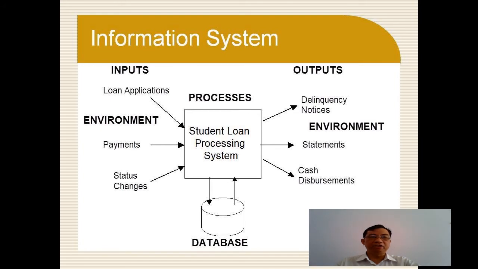But remember, a database is not the only component of an information system. In an information system, you may have inputs, outputs, processing, software, hardware, and the people who use the system. In this example, you see a student loan system. We will discuss this system in detail in Chapter 3.